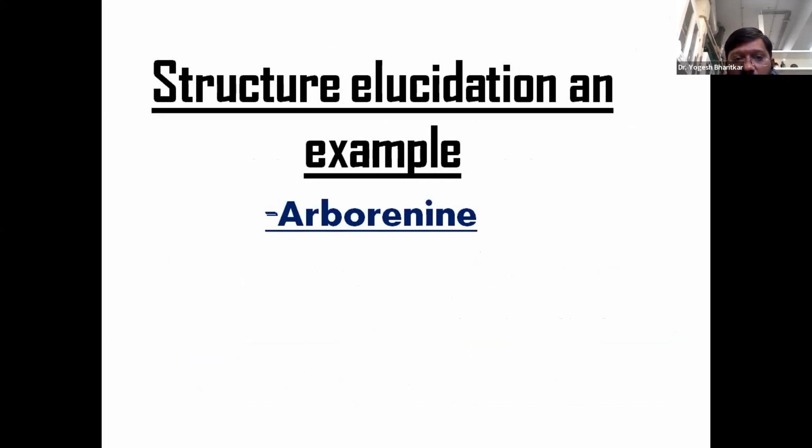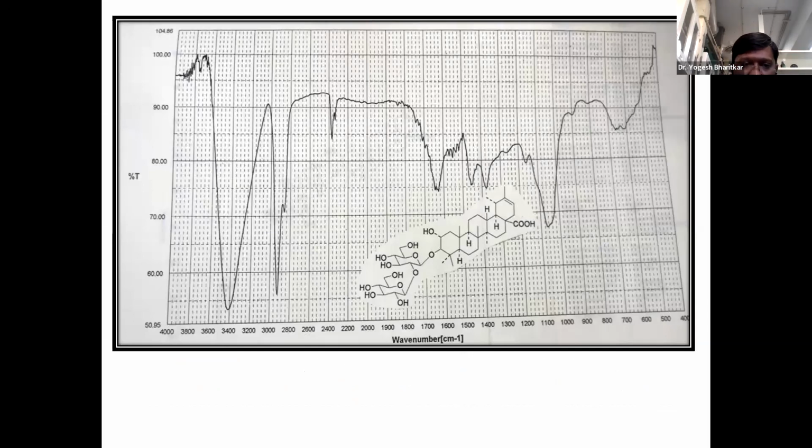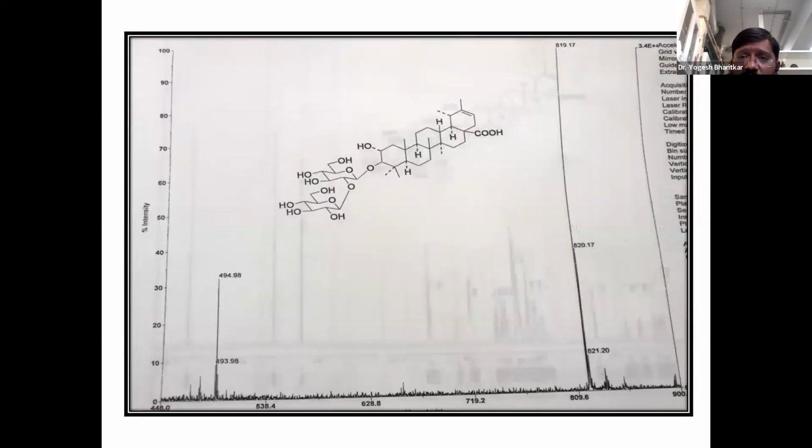Here is one example, a saponin with two sugars. Here is the IR of this saponin. From IR we mainly get information about the functional groups, hydroxy and double bond, acid. From here we mainly get information of functional groups. From mass, we get this type of mass.